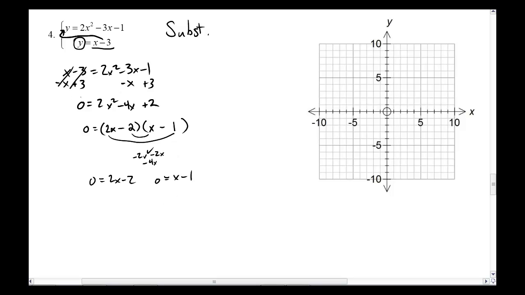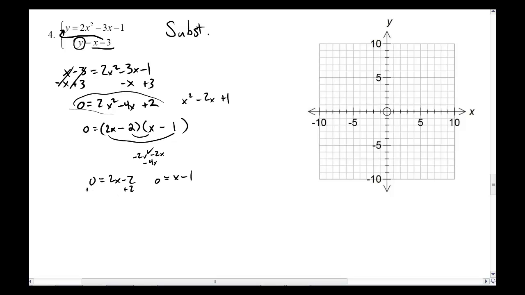Now you may have noticed, if I would have been paying closer attention at this point, I could have divided out a 2, which would have left me with just an x squared minus 2x plus 1. That would have been a little bit easier to deal with. Unfortunately, I didn't do that, but it's okay.